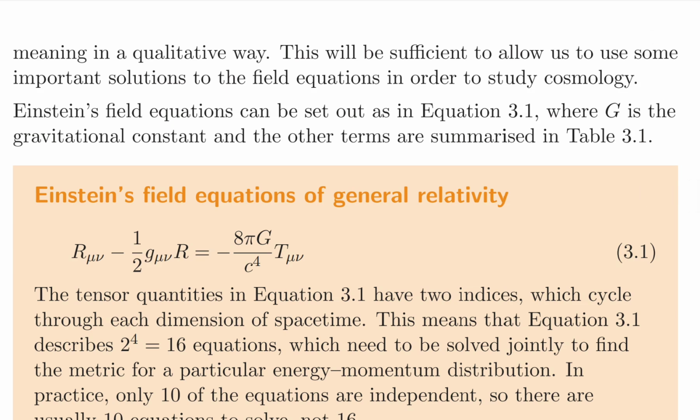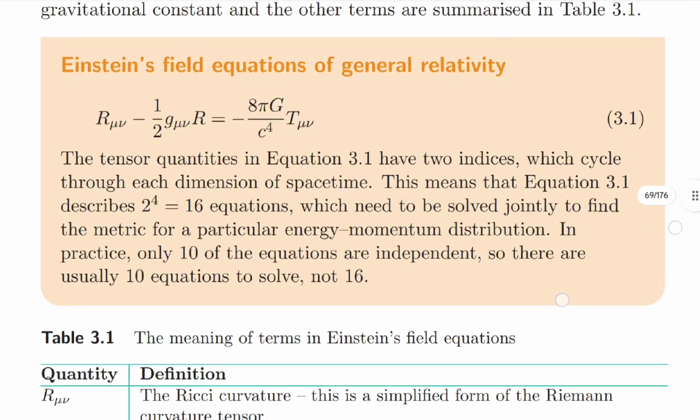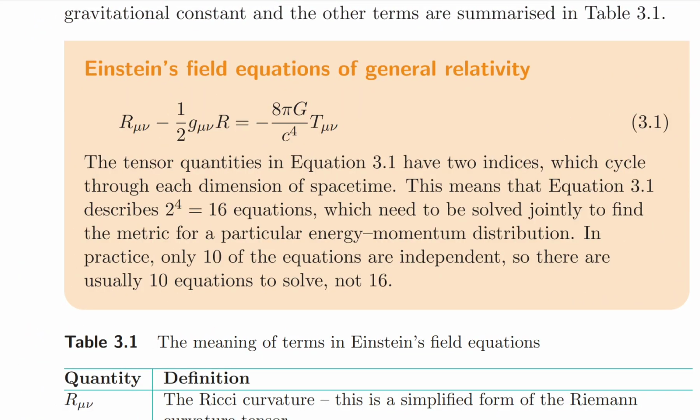This will be sufficient to allow us to use some important solutions to the field equations in order to study cosmology. Einstein's field equation can be set out as in equation 3.1, where G is the gravitational constant and other terms are summarized in Table 3.1. Einstein's field equation of general relativity: R_μν minus half g_μν R equals negative 8 pi gravitational constant G over c to the power of 4 times the tensor T_μν.